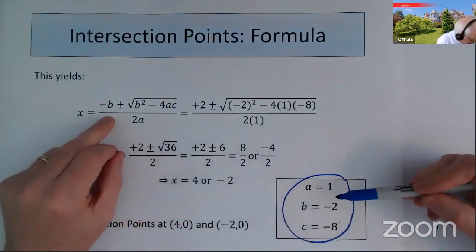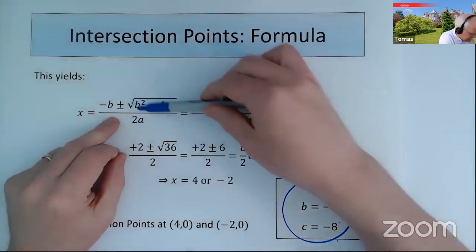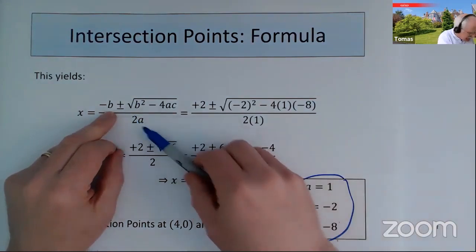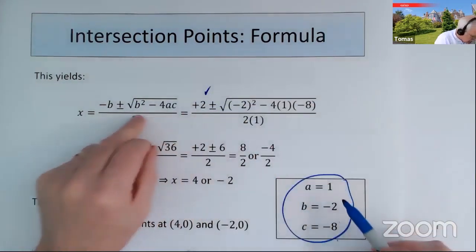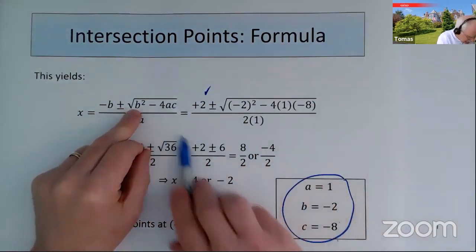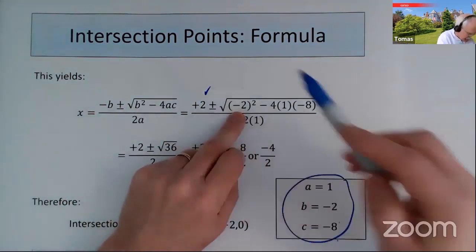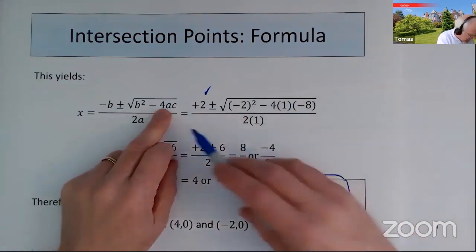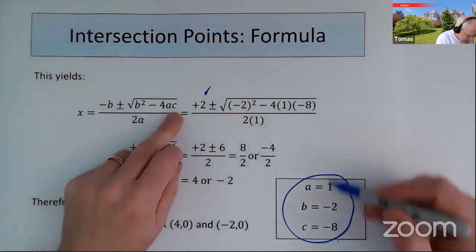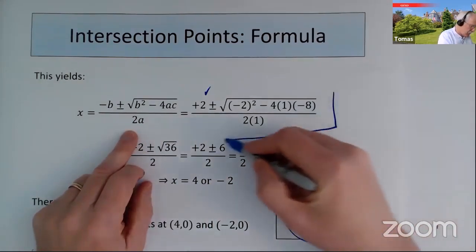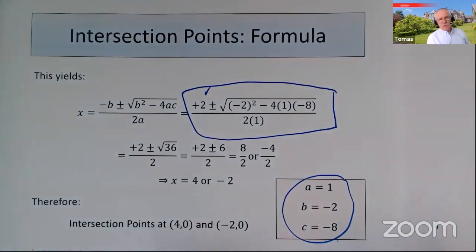And now I say, okay, I have to change these using these. So minus b, what's minus b? B is minus 2, so minus b must be plus 2. The plus or minus I copied. The b squared is minus 2 squared. Minus 4 times a, which is 1, times c, which is minus 8. And on the bottom, 2 times a. So after that period of concentration again, I say, okay, now it's just maths.